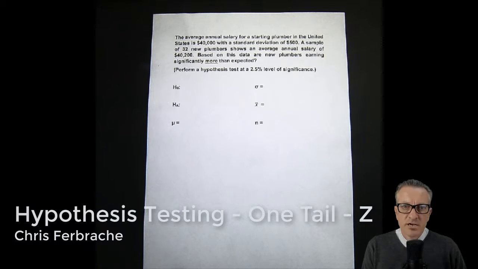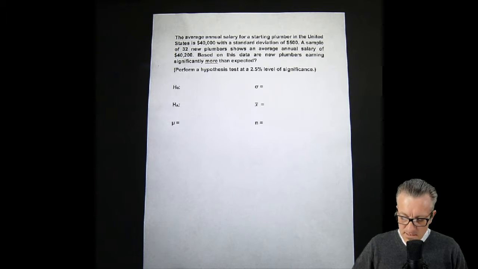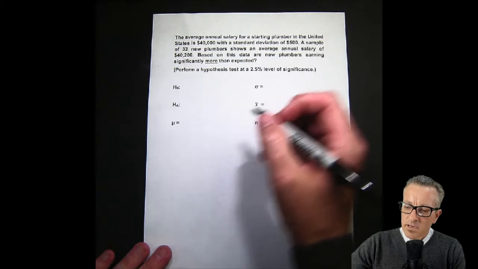Hi, this is Christopher Boucher, and I'm going to review how to do a hypothesis test with a z-distribution with one tail. It's one of the easier types of hypothesis tests. Okay, we'll get started here.